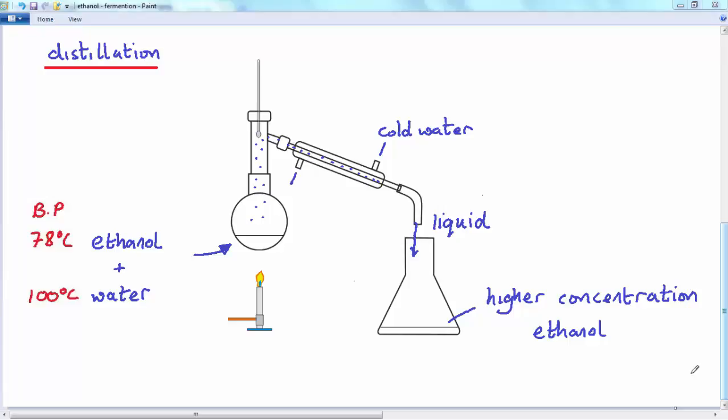So in the next lesson we'll briefly summarize the differences between the two processes. Being able to compare between the two is important for your GCSE exam, so I recommend that you watch that video.